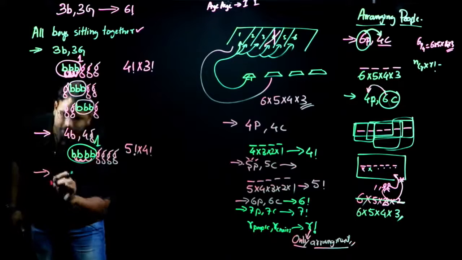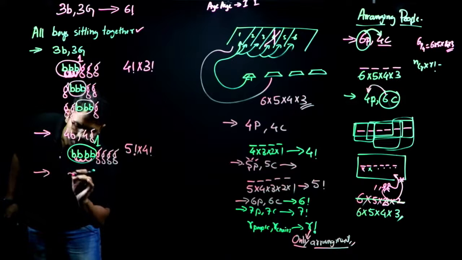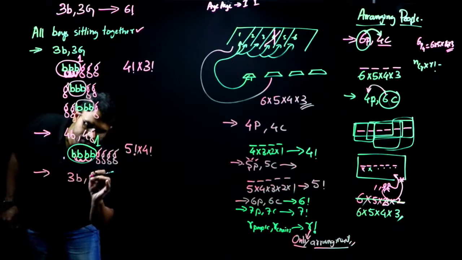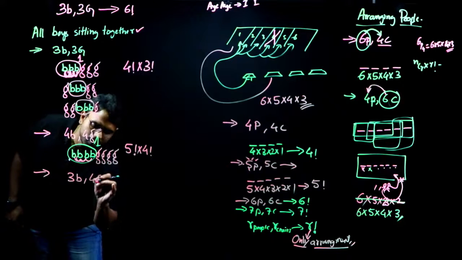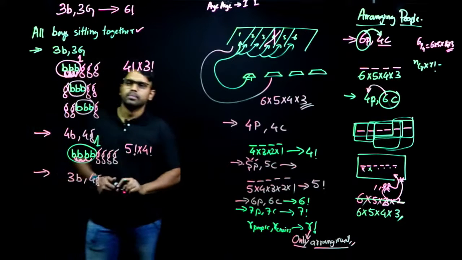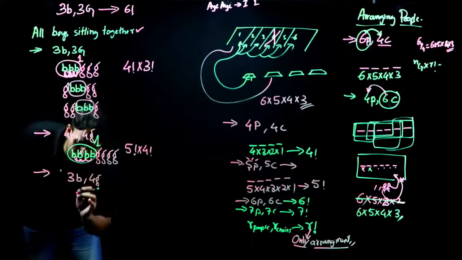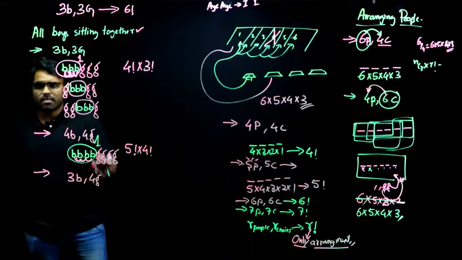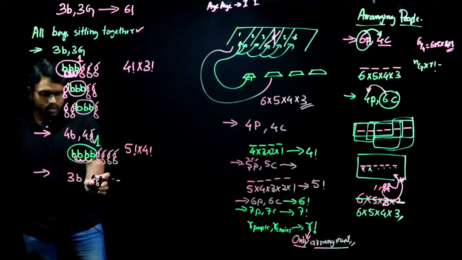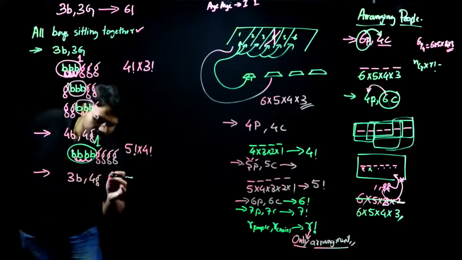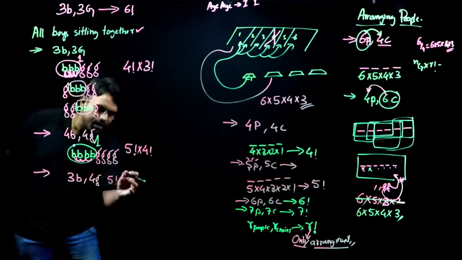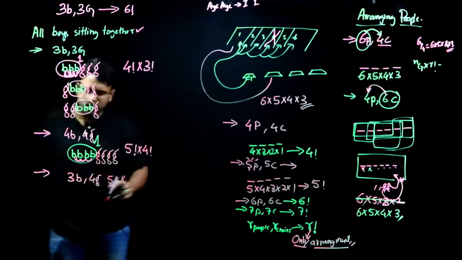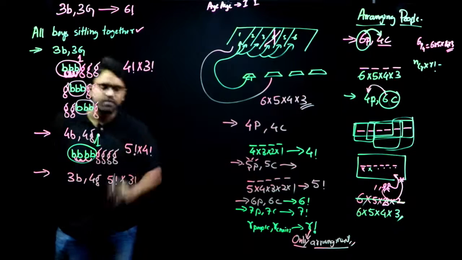Now if I go something like this, 3 boys, 4 girls, 3 boys, 4 girls, what will you do? Whenever you do not understand the case, what are you supposed to do? Write them. Instead of writing them, now I'm skipping that step. Now the 4 girls are 1 single unit. So I can write it as 5 factorial into, these 3 boys can rearrange among themselves, so 3 factorial.